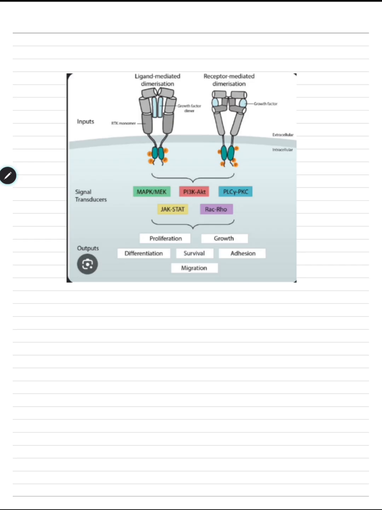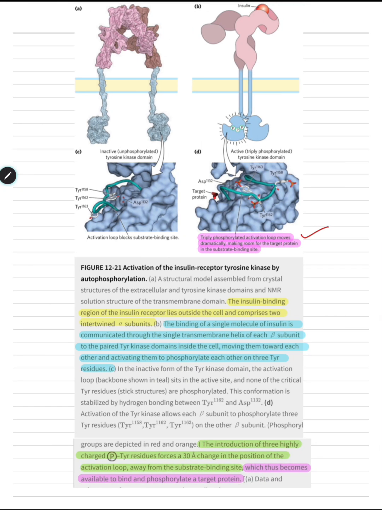survival. You can see here that binding of the ligand causes these beta subunits, the intracellular domains, to come together and causes autophosphorylation, and that leads to all of these signal transducers causing these pathways to get activated, and that will lead to all of these effects like cell proliferation, cell growth, differentiation, survival, adhesion, migration. This is a good diagram. So these are the alpha subunits which are extracellular, and these are the beta subunits which have a transmembrane component and an intracellular component.